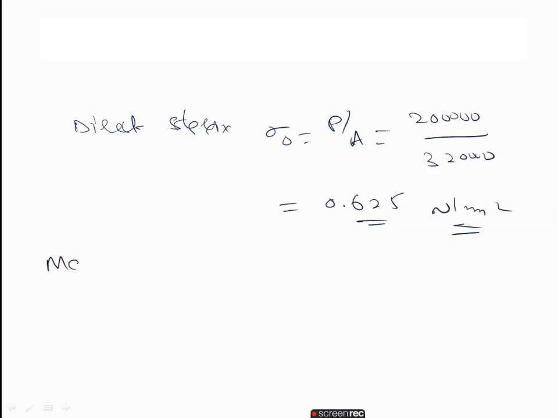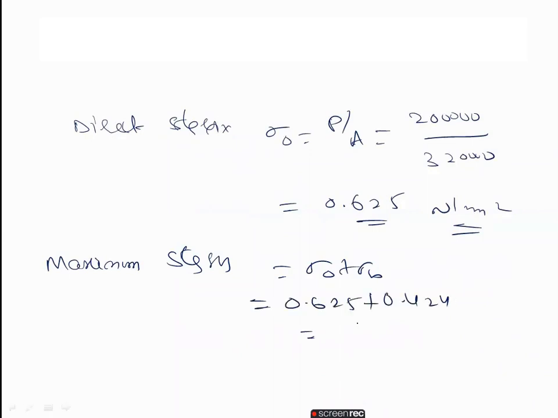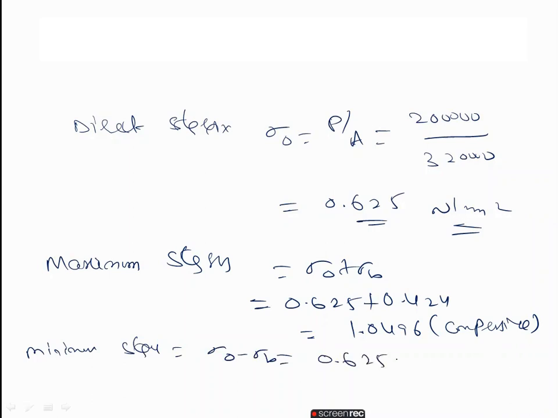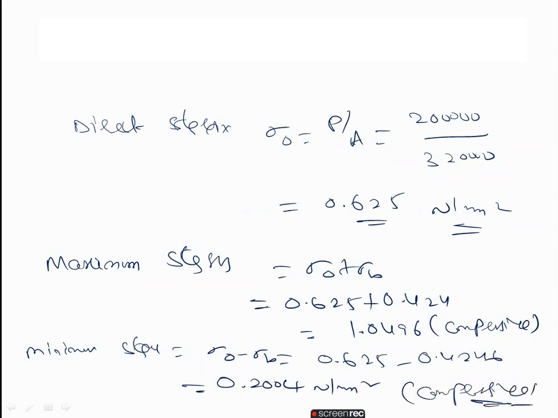Now we will calculate the maximum stress. Sigma naught plus sigma b, so you will get 0.625 plus 0.424, finally we will get 1.049. It is compressive. If you get a negative value, it is tensile. So what about the minimum stress? It is sigma naught minus sigma b, 0.625 minus 0.424, I will get 0.201 Newton per mm square. It is also compressive. So this is the solution.